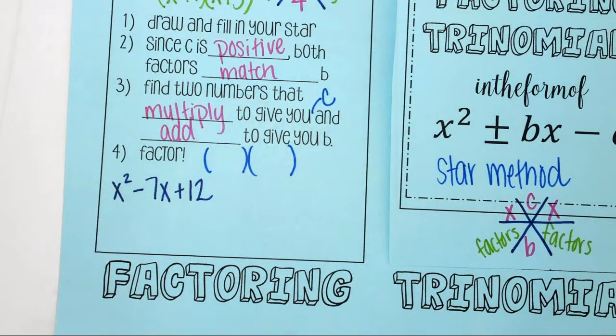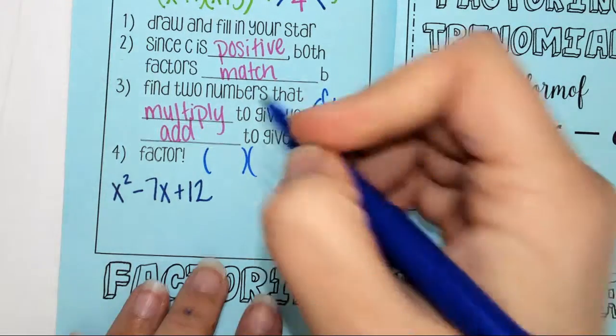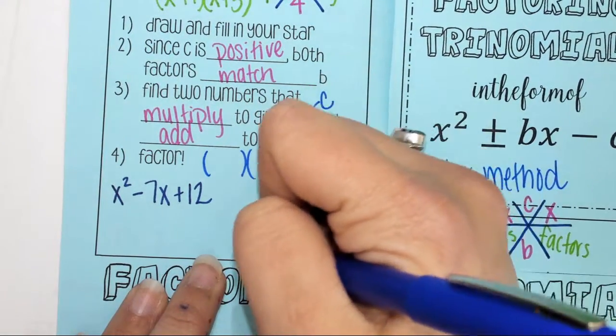All right, so what is the first thing we do? Make a star. Draw and fill in our star. Good. Both of you take a point.